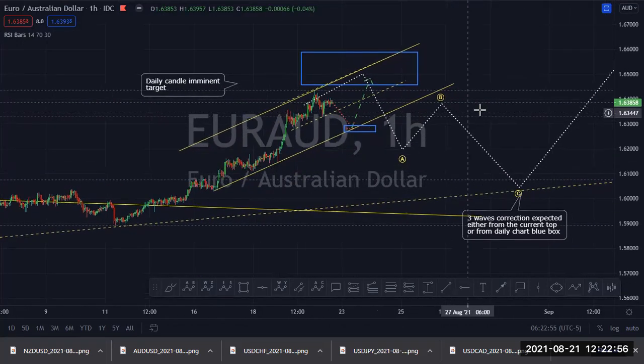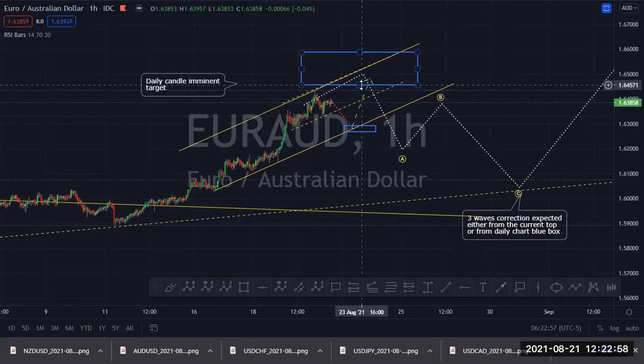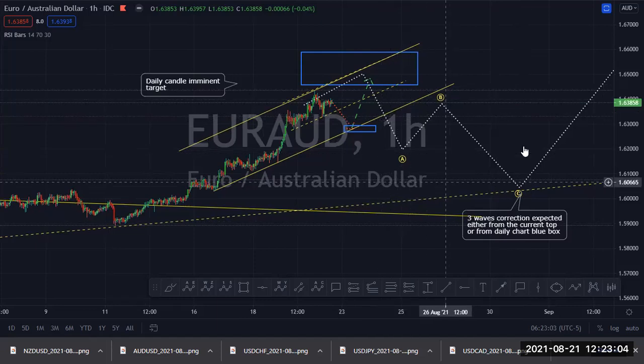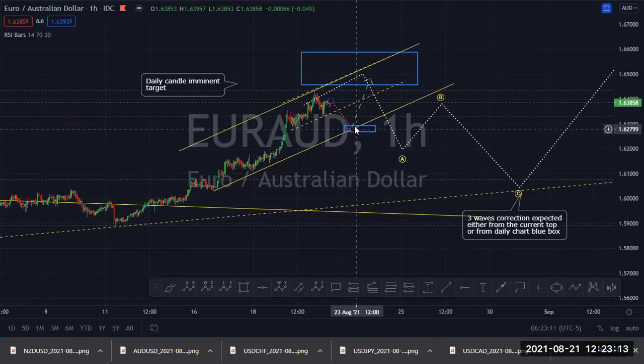Okay, so we're expecting 3 waves. This A, B, C is what we're expecting. This is based on the 4 hours chart. You can see it is big. But now, two things we have here. One, it will start when the market gets to the blue box.